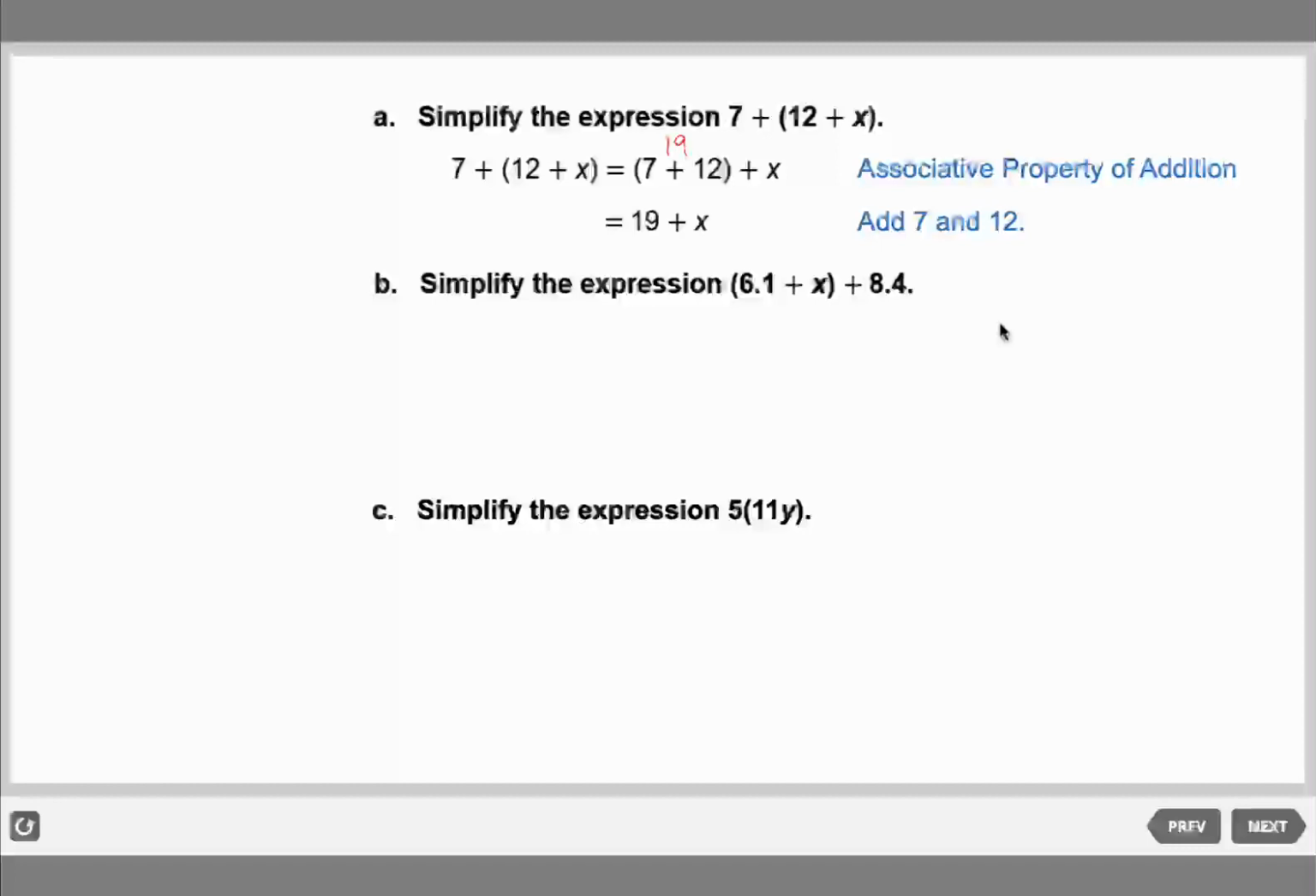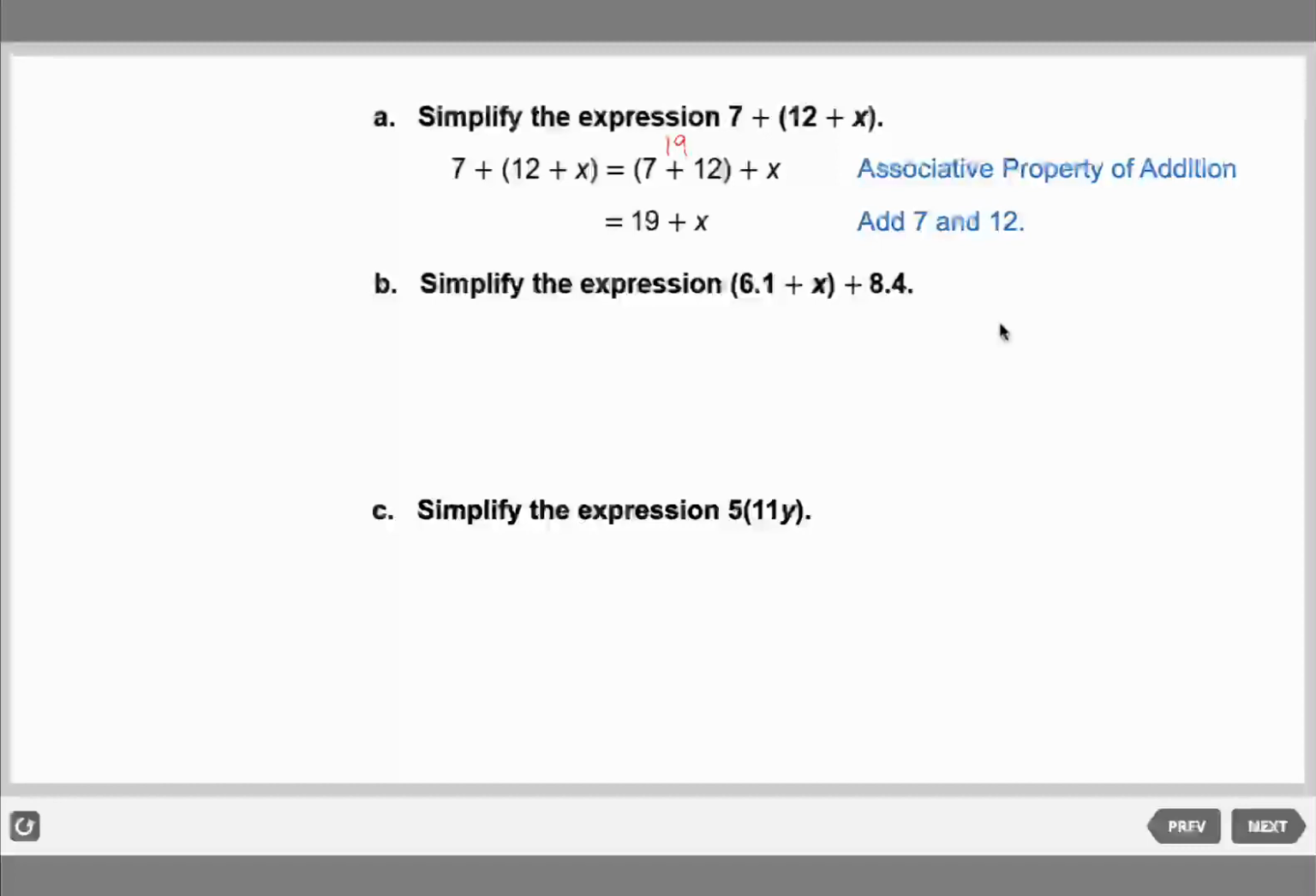In the next question, which two addends should we add first? Right? So we need to add 6 and 1/10 and 8 and 4/10. But they are not next to each other. I need to get them near each other. So we write 8.4 inside and the x outside.